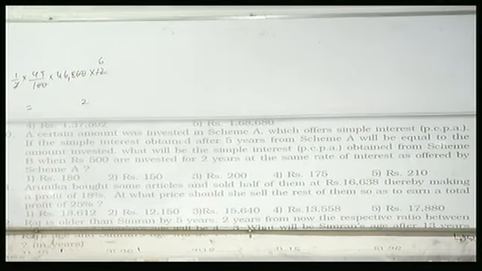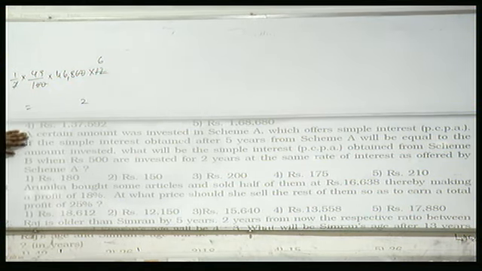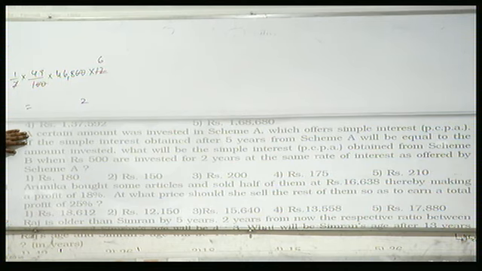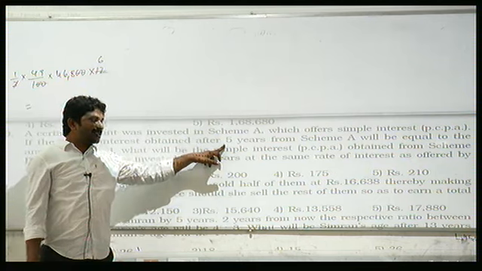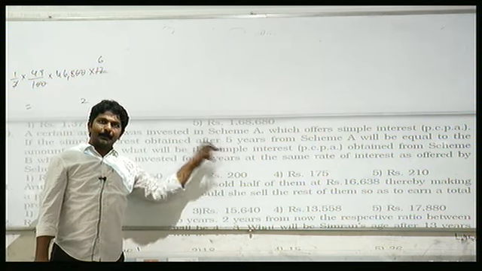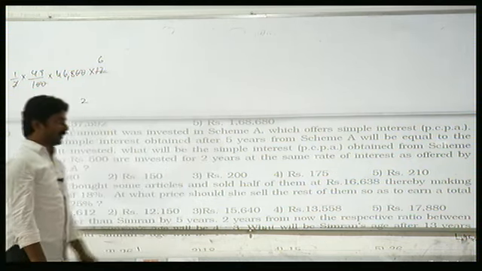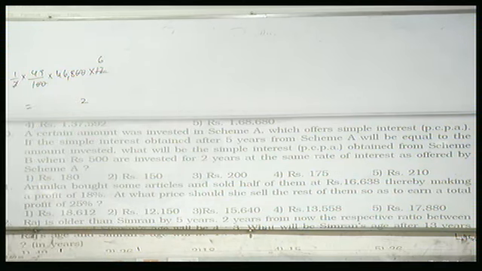Next, 50th. A certain amount was invested in scheme A, which offers simple interest. If the simple interest obtained after 5 years from scheme A will be equal to the amount invested. The amount invested is always 100%. Yes or no? Principal is 100% and you are getting 100% simple interest after 5 years. So, interest obtained in 5 years is 100%. Per year that will be 20%. So, rate of interest is 20%.